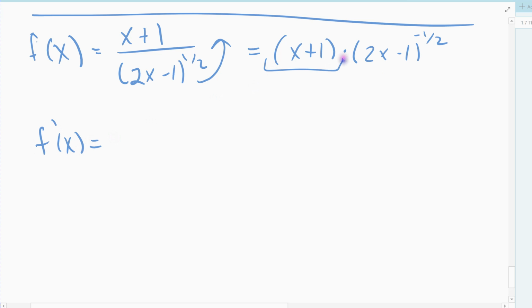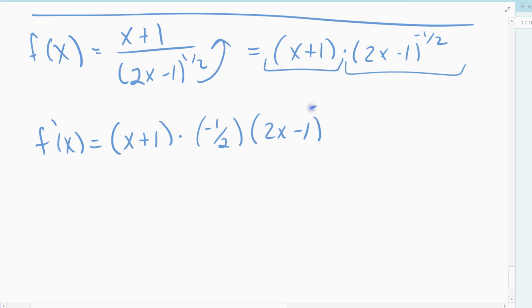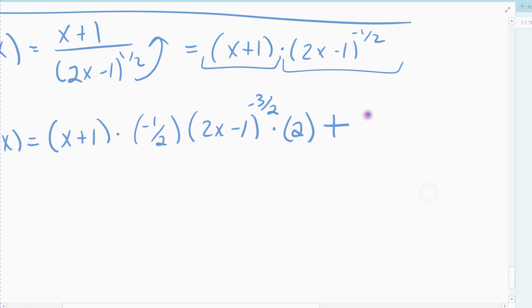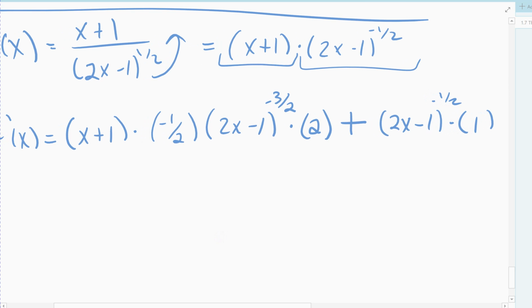My first function is the x plus 1. My second function is the 2x minus 1 to the negative 1 half. So the first times the derivative of the second. So I pull out my negative 1 half power, 2x minus 1 raised to the negative 3 halves, when I subtract 1. It's the outside times the derivative of the inside, which is 2. Then it's the product rule, so I add the second function times the derivative of the first, which is just 1. There's no division here because it's the product rule. So it's just the first times the derivative of the second plus the second times the derivative of the first.